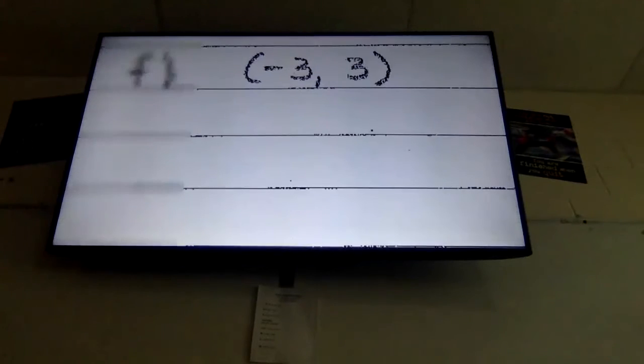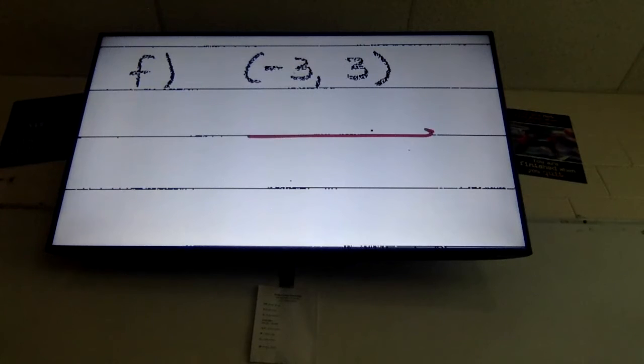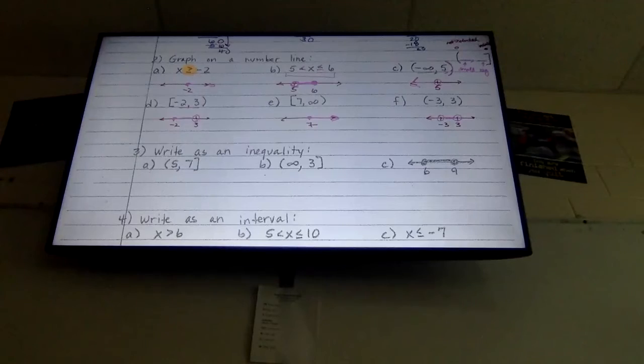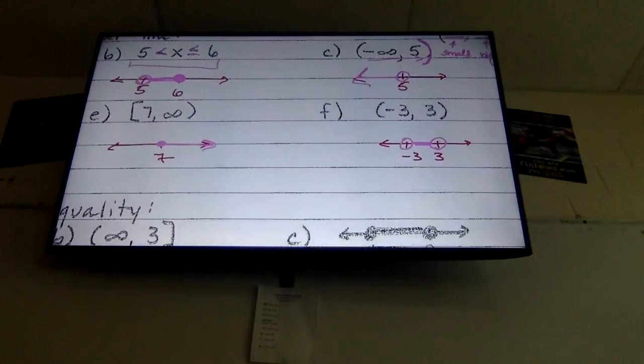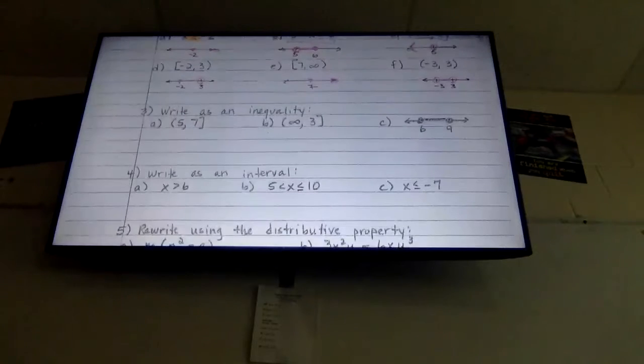Who can explain letter F for me? Yeah, Max. Oh, okay, so I got negative 3. Uh-huh. Open or closed? They're both open. Perfect. And where do I shade? Perfect. Nice. Easy, right? Am I moving too fast or are we doing okay? Awesome. Okay. Now the next two problems say write as an inequality or write as an interval.